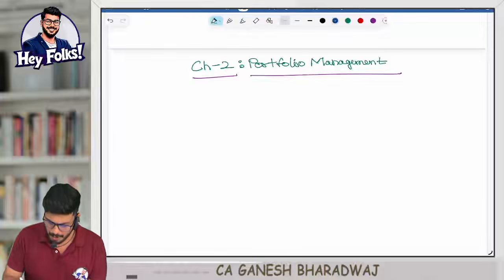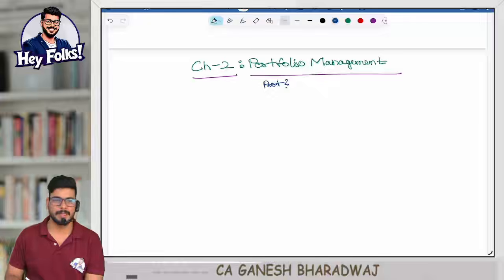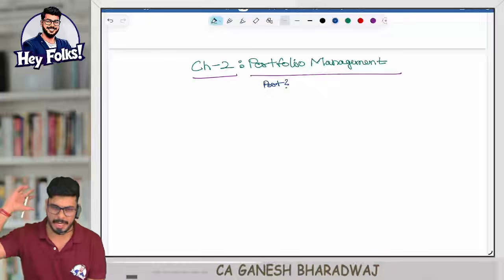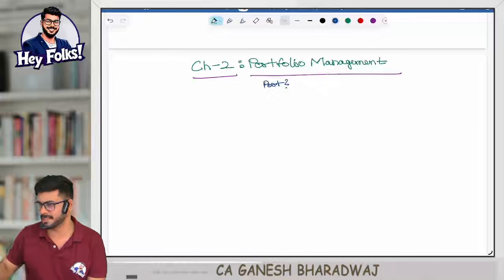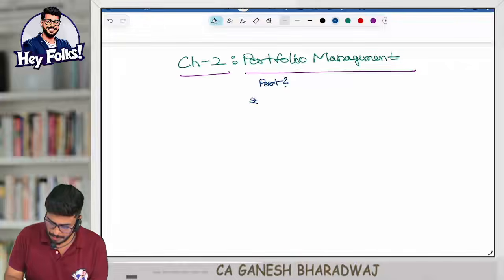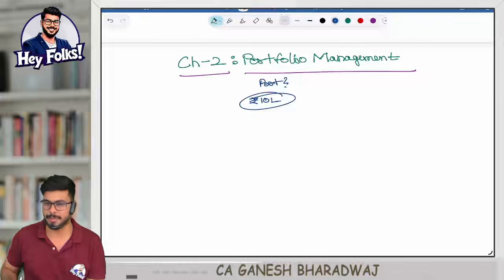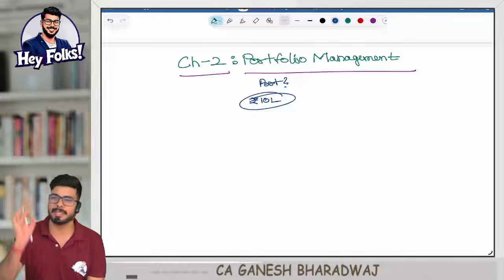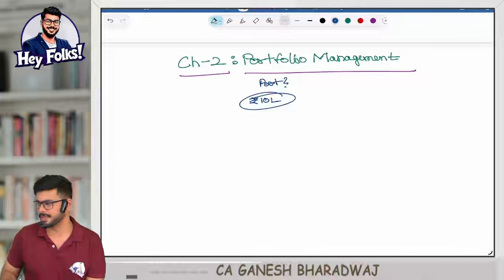Now what do you mean by a portfolio? Before that, as usual in our signature style, I'll give you an example. Let us say you have 10 lakh rupees with you. Now you want to invest this 10 lakh rupees in the stock markets.